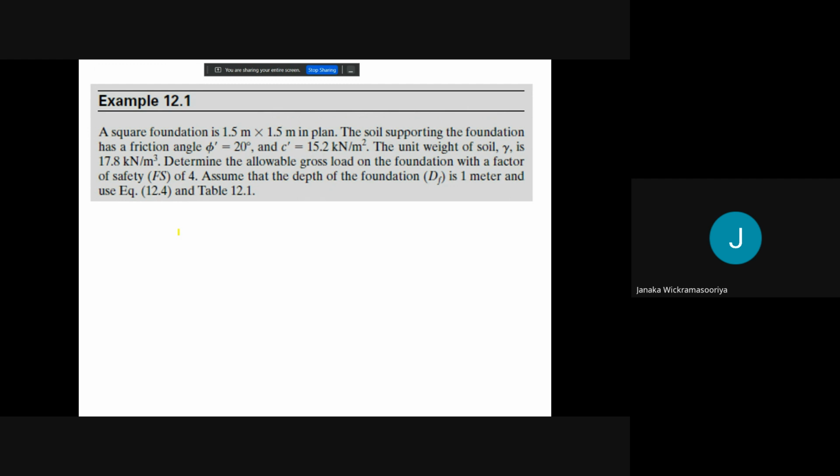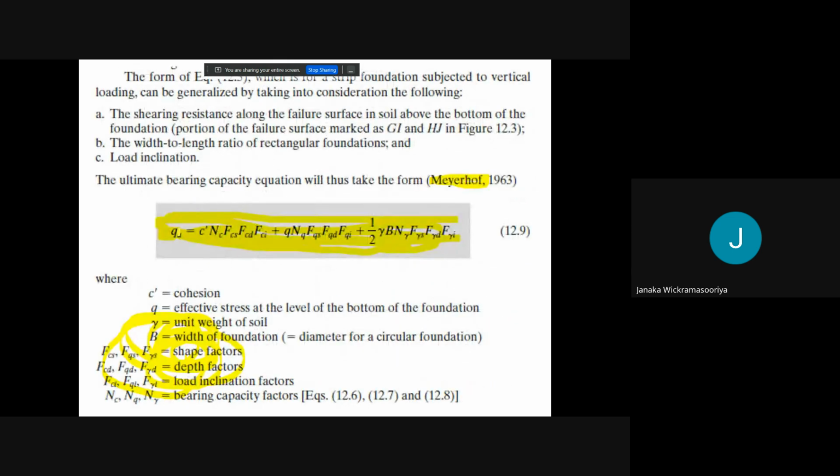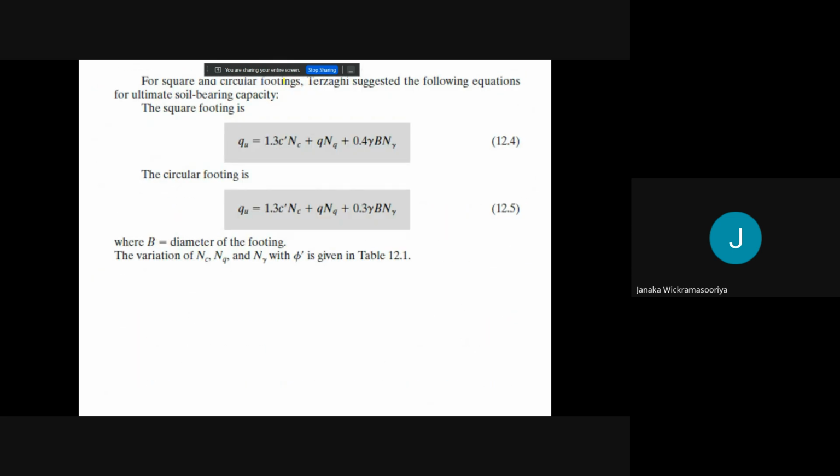A square foundation that is 1.5 meters in plan. The soil supporting the foundation has a friction angle phi dash and C dash given. The unit weight of soil gamma is given. Determine the allowable gross load on the foundation with a factor of safety of 4. Assume the depth of the foundation is 1 meter, and use equation 12.4. What is that? 12.4 means this equation, that is for a square footing. We will discuss this example before going to the Meyerhof method.